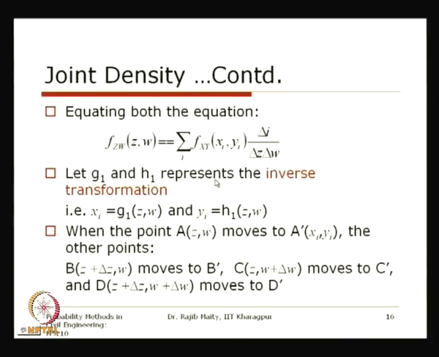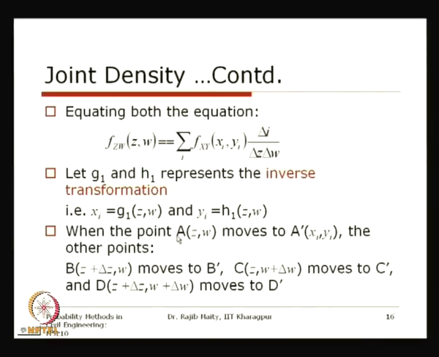Now let G1 and H1 represent the inverse transformation. Inverse transformation means that we represent x in terms of z and w, just like that we are looking for the solution for x and y. Whatever the function through which it is represented, we denote it as G1, which is nothing but the inverse function to represent x, and similarly the inverse function of h is nothing but H1.